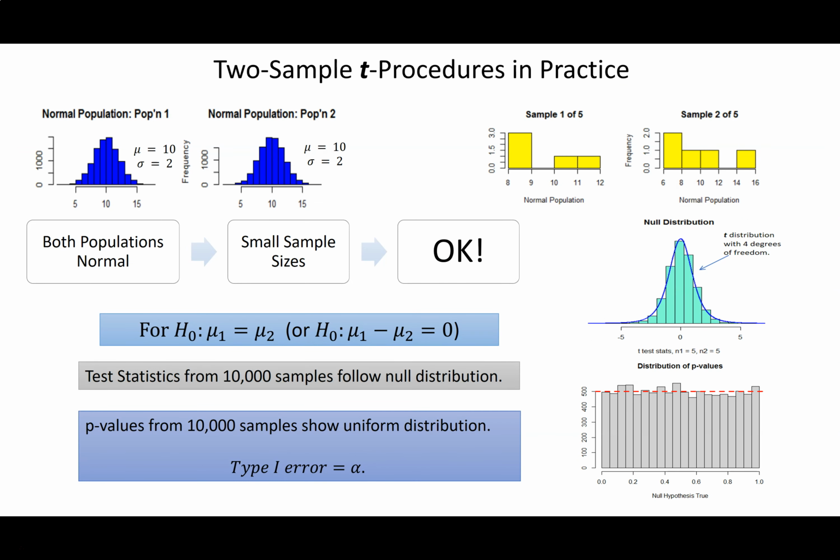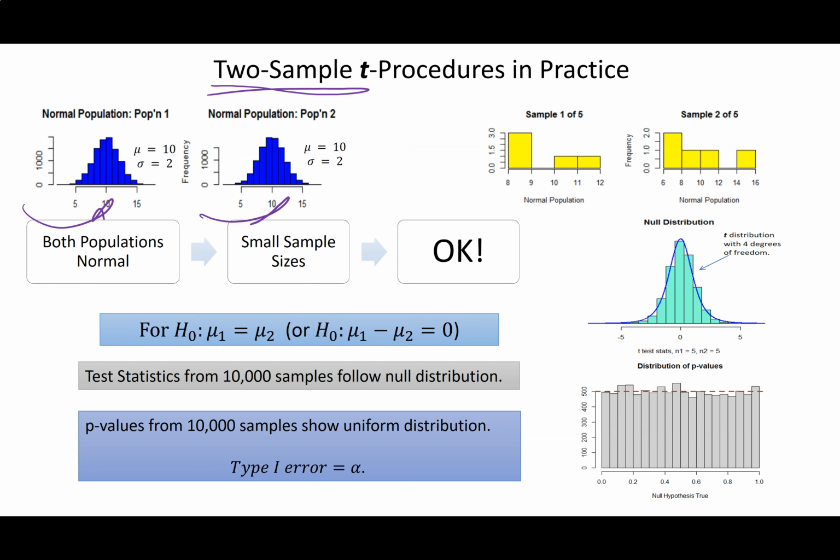Two sample T procedures. Now in two sample, remember you have two independent populations here. You need to look at the histogram for both of your samples. So sample 1 has its own histogram, sample 2 has its own histogram.